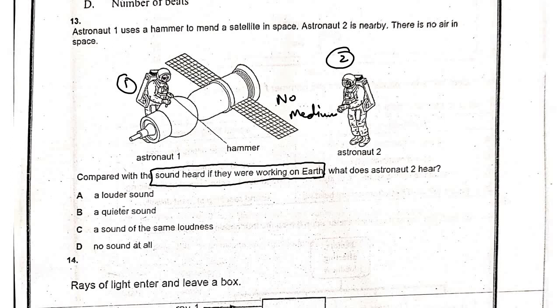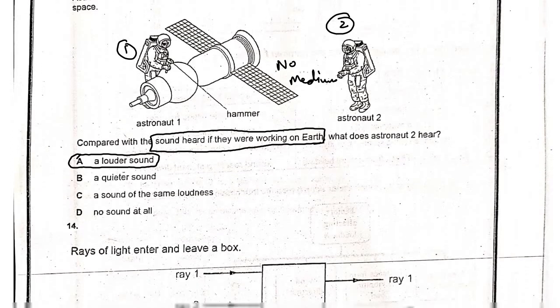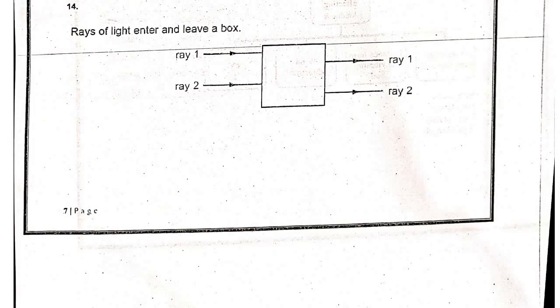So we know that on Earth we have an atmosphere, a medium for the sound to travel. So we will hear a loud sound as compared to the sound produced in the vacuum or in space, because there will be no sound produced in space, but on the surface of Earth the astronaut too will hear a certain sound that will be louder than in space. Now let's see question number 14.